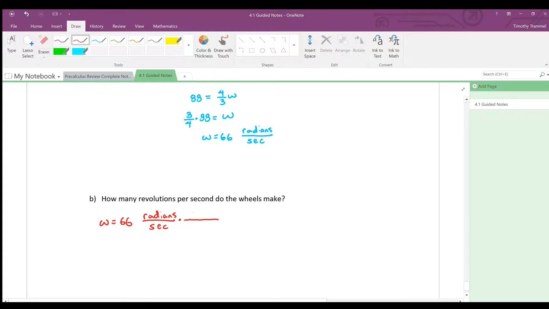Now, we want the radians to cancel, so I need to talk about radians down here. 2 pi radians. And I chose 2 pi radians because 2 pi radians is equivalent to 1 revolution. And once again, radians cancel. Our units that we're left with are revolutions per second, just like we wanted. So this gives us 66 over 2 pi. So that's really 33 over pi revolutions per second.